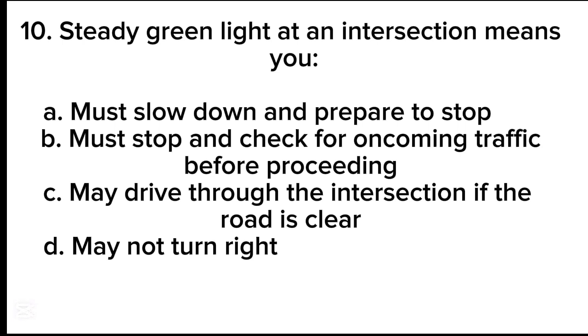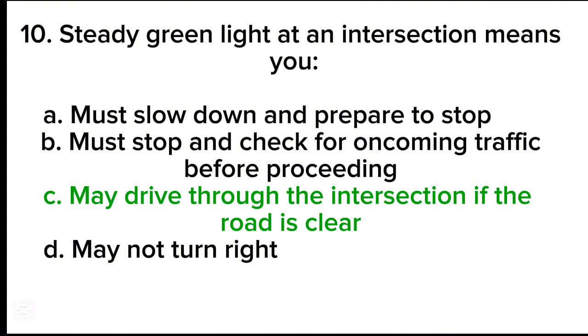Is it A. Must slow down and prepare to stop, or is it B. Must stop and check for oncoming traffic before proceeding? Is it C. May drive through the intersection if the road is clear, or is it D. May not turn right? What is the correct answer? Let's write. The correct answer is C. May drive through the intersection if the road is clear. Once you see a steady green light at an intersection, you may drive through the intersection if the road is clear.